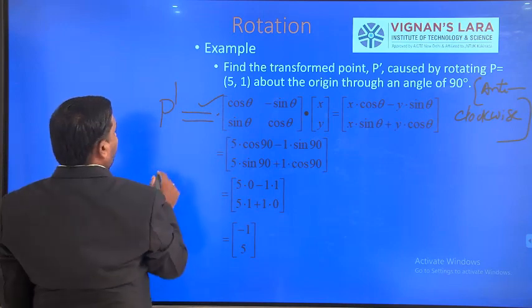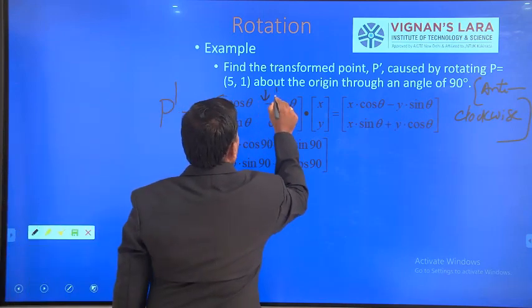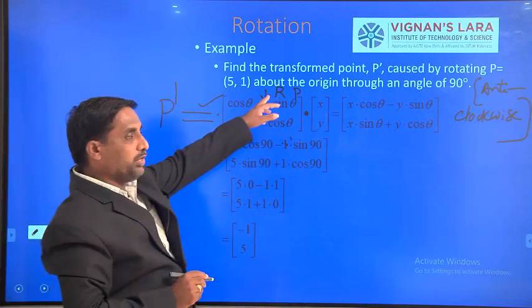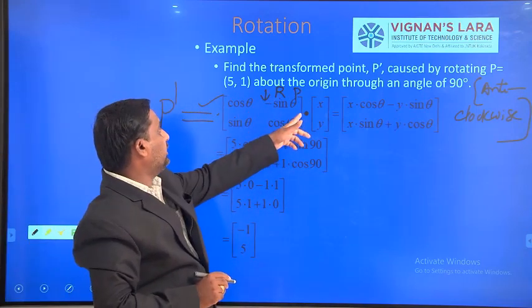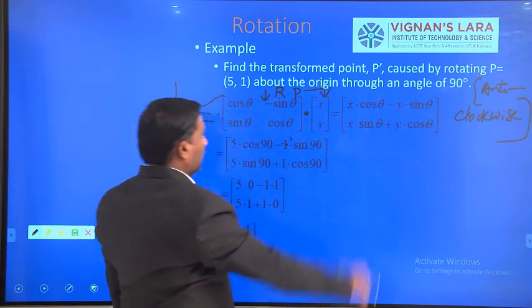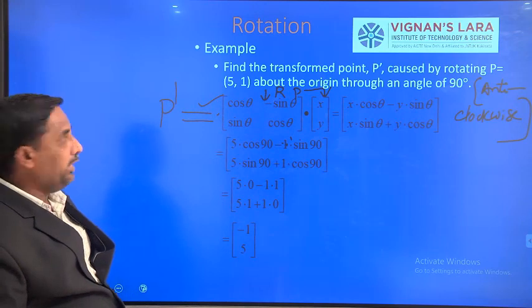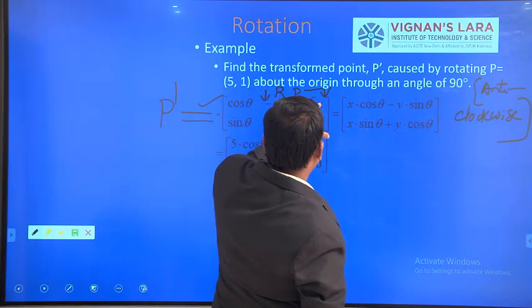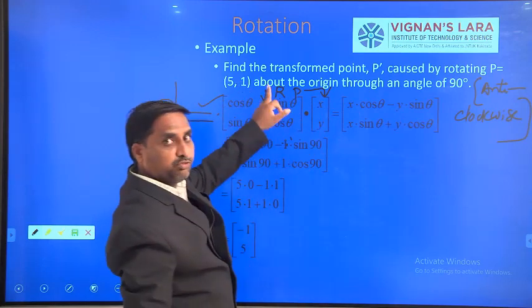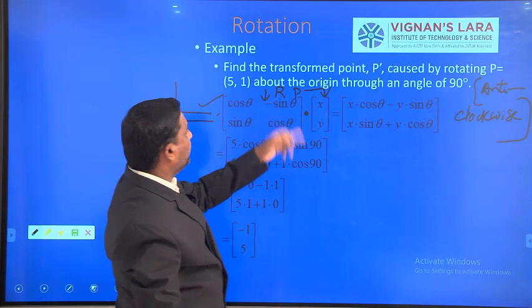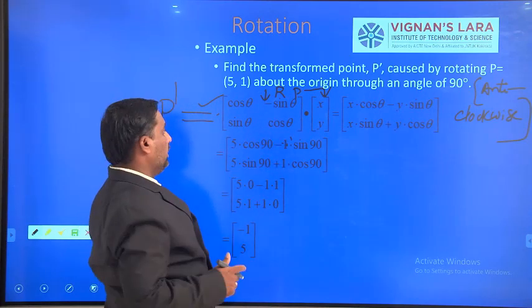What is the formula? P dash equals R into P. What is our rotational matrix? That is [cos theta, minus sin theta; sin theta, cos theta], and P is the initial coordinate values x, y. That you should know. Here in this problem, the P coordinates are x value 5 and y value 1, and theta is 90 degrees. The same you have to apply here, right?